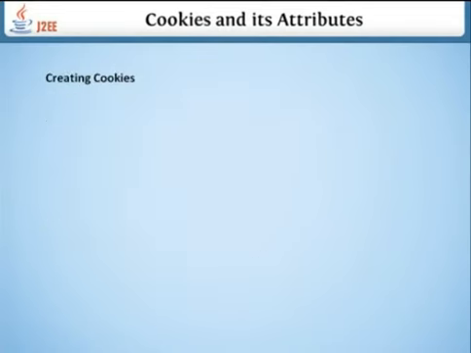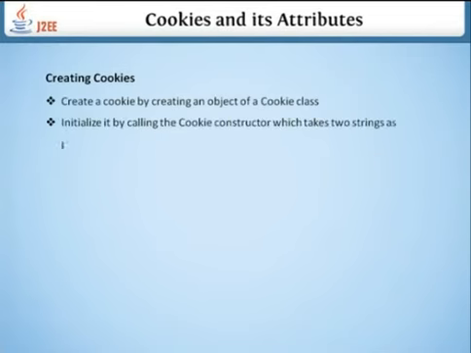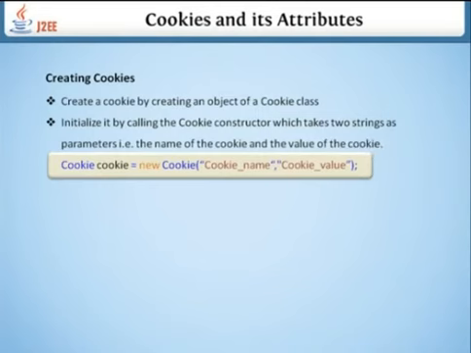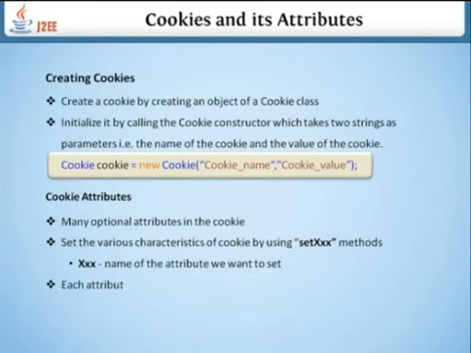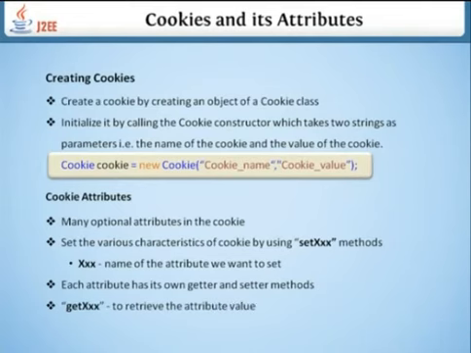Creating a cookie. Initialize it by calling the cookie constructor, which takes two string parameters: cookie equals new Cookie of cookie name and cookie value. There are many optional attributes in the cookie. Set the various characteristics of the cookie by using set access methods, where access is the attribute. Each attribute has its own getter and setter methods. Get access is used to retrieve the attribute value.